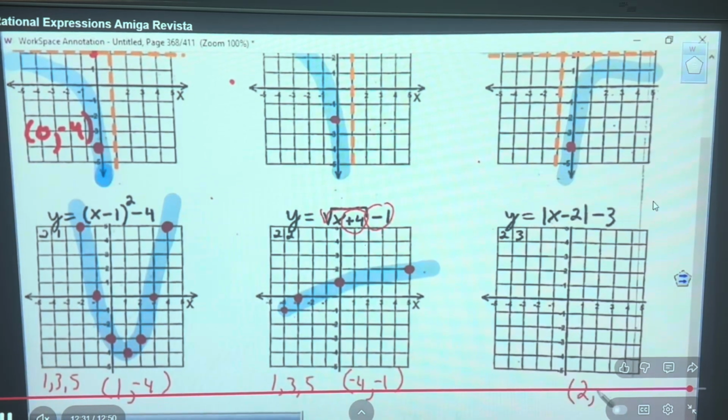Absolute value is a V shape. Our vertex is opposite same. So at 2, -3. And it's going to be a V shape.